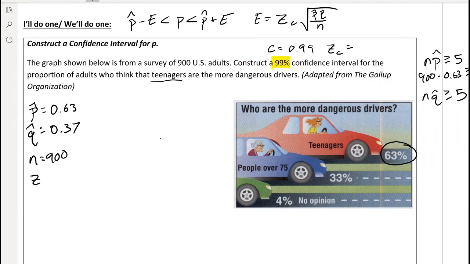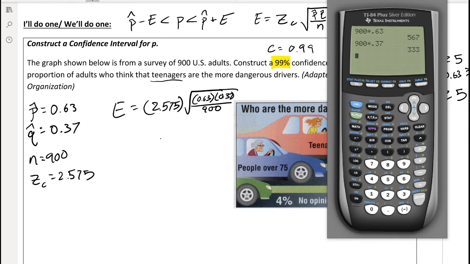So z critical is equal to 2.575. So to calculate my margin of error, we're just going to plug these numbers into that equation. My z critical is 2.575, and this is multiplying with the square root of p hat, which is 0.63, times q hat, which is 0.37, and this is all being divided by 900. Okay, so we just plug this into the calculator.